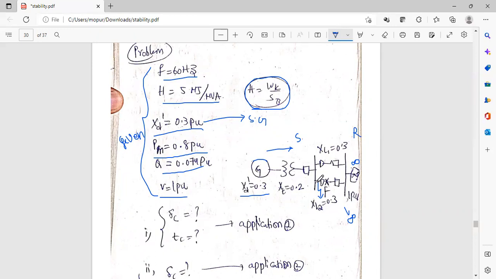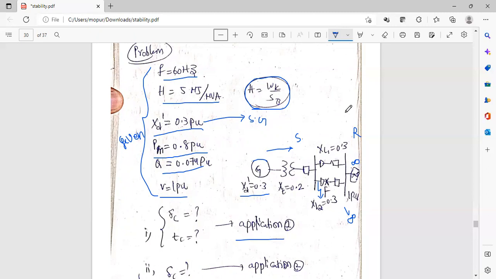At this point, a fault occurs. When the fault is cleared, both lines are intact. Now we should find the critical clearing angle and the critical fault clearing time, that is, delta C and TC, for the first application.